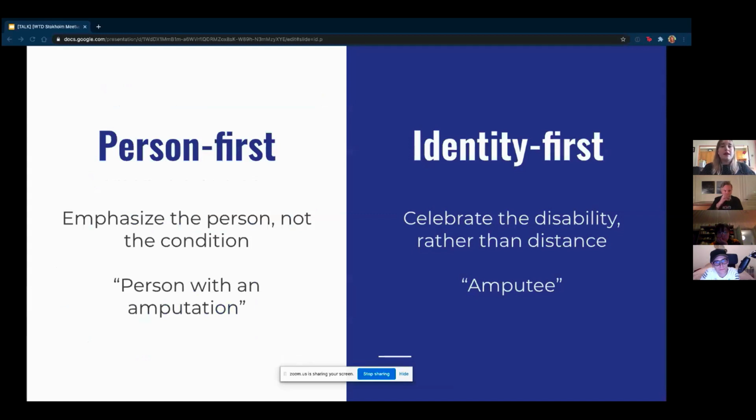Disabled people sometimes choose identity-first language, which claims and celebrates rather than distances themselves from their disabilities. Someone who prefers person-first language may identify as a person with an amputation. Someone who prefers identity-first language may identify as an amputee. This is an individual choice, so if you're talking to or about a specific person, I encourage you to ask them directly how they would like to identify.